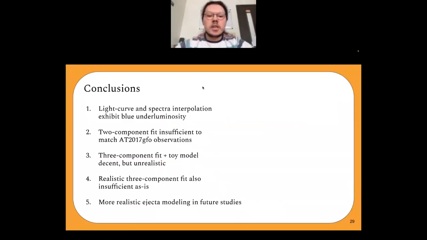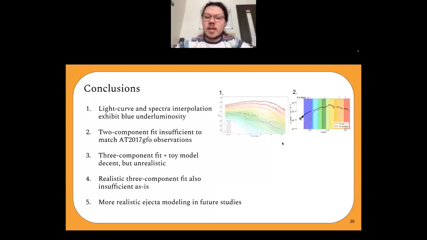So to conclude, we were able to interpolate our kilonova light curves with a Gaussian process. That was our first step of making them more computationally inexpensive. We noticed that there's some blue underluminosity in the G band initially, where even at about 3 days, we're about 2 magnitudes off, and we realized that that's a significant underluminosity.